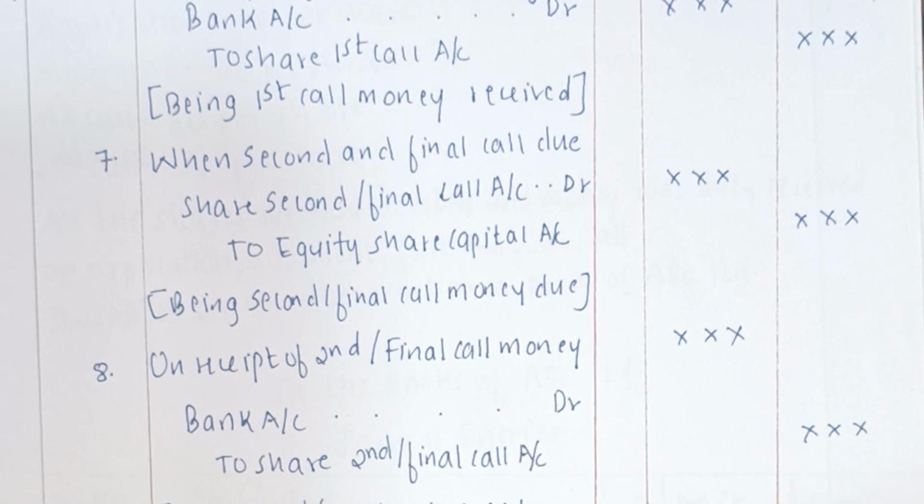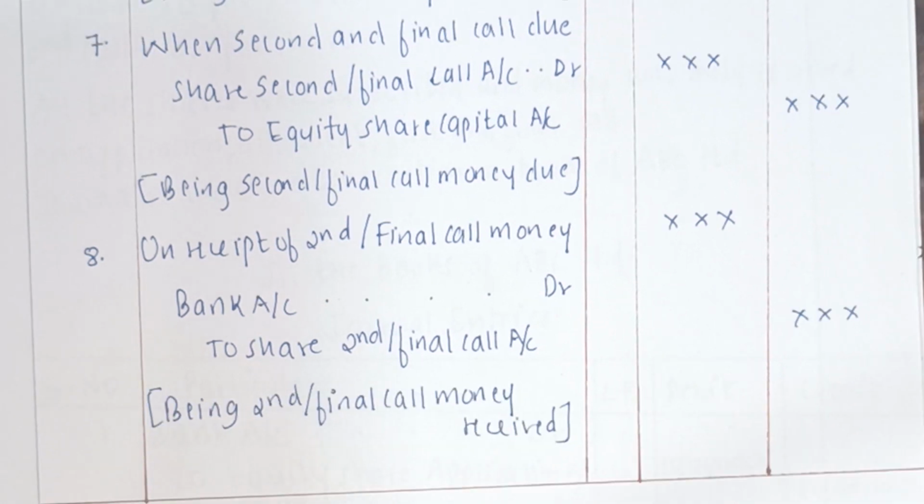Similarly, the 7th and the 8th entries are about the final call. The final call is also known as the second call. When the second and final call is due, the entry will be share second call account or final call account debit to equity share capital account, and the narration will be second or final call money due. The last one is on receipt of final call money. Again, when you receive cash, it is debited. So bank account debit to share second call or final call account, and the narration is second or final call money received.